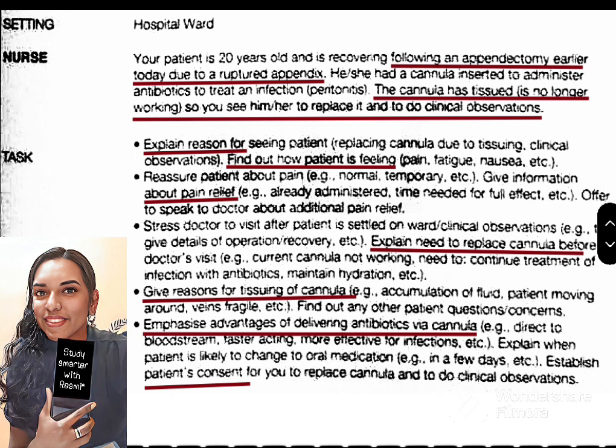Then we can explain, give reasons for tissuing of cannula, like accumulation of fluid, patient moving around, the veins being fragile. Find out any other patient concern. We can answer that. Yes, your questions are reasonable, I can answer that. The tissuing of the cannula can be because of many reasons, such as accumulation of fluid over there, and maybe you are moving around the bed, so sometimes by mistake the cannula can be displaced, and sometimes the veins will be very fragile after surgery. So these are the possible reasons for tissuing.